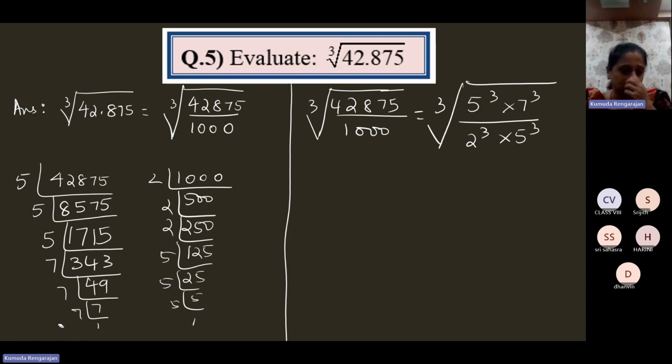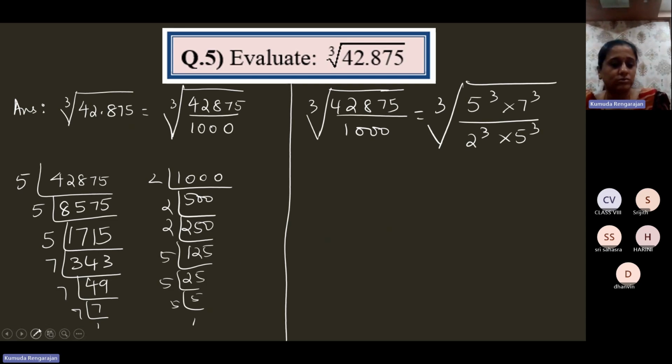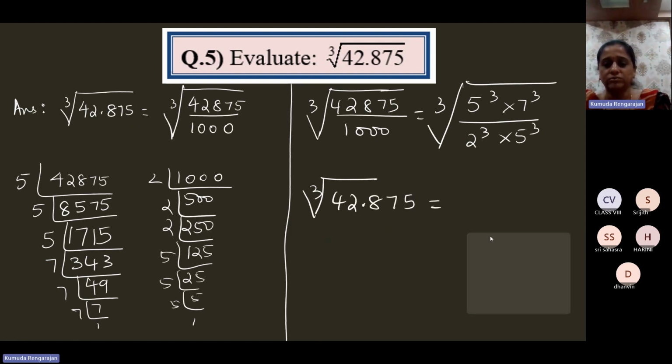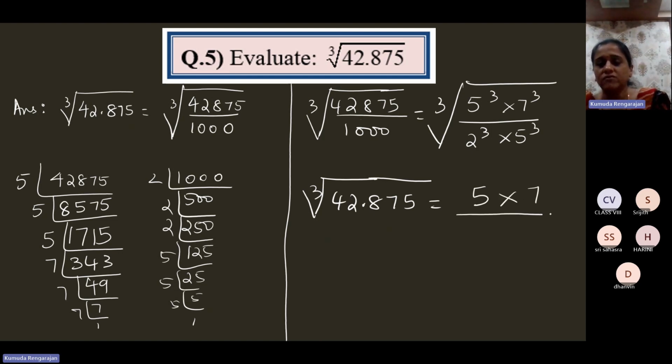This fraction is nothing but the cube root of 42.875, which is equal to: from 3 5s, 1 5 out; from 3 7s, 1 7 out; from 3 2s, 1 2 out; from 3 5s, or you can even cancel this 5 cubed and 5 cubed, but I choose not to. I'll tell you why. So then 5 cubed, from 3 5s, 1 5 out. Don't cancel the 5 and 5.